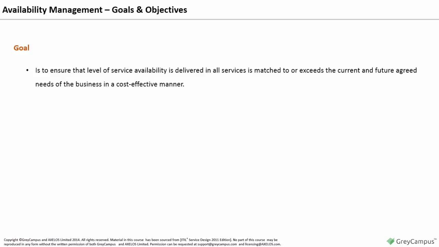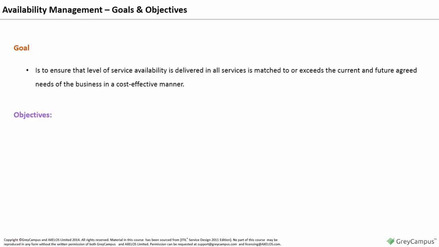Availability is one of the most critical parts of the warranty of a service. If a service does not deliver the levels of availability required, then the business will not experience the value that has been promised. Without availability, the utility of the service cannot be accessed. Availability management process activity extends across the service lifecycle.